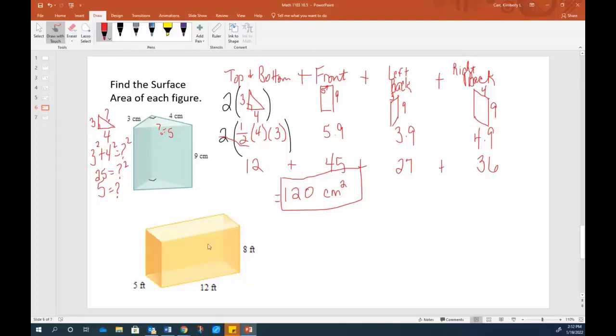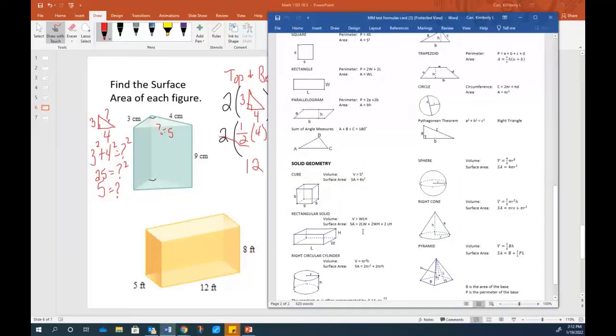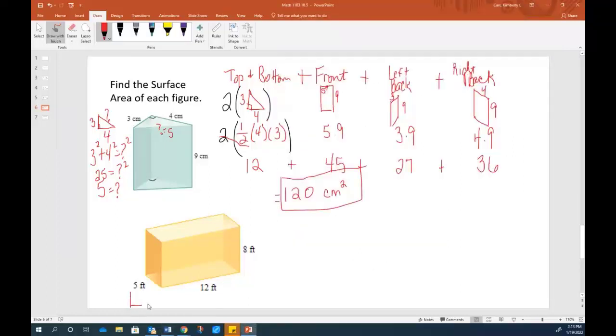Our next one, thankfully, has a nice little formula. If it's a nice rectangular box, if you look here, the surface area, if you have a length, width, and height, it's 2 length times width, 2 width times height, and 2 length times height. So if I go back over here and call this length, width, and height, that formula was the surface area is 2 length times width plus 2 width times height plus 2 length times height.